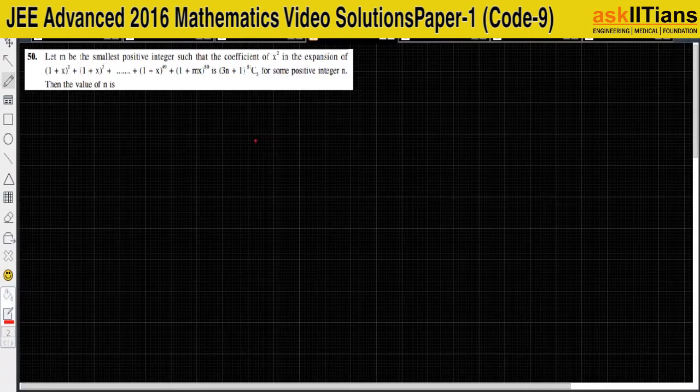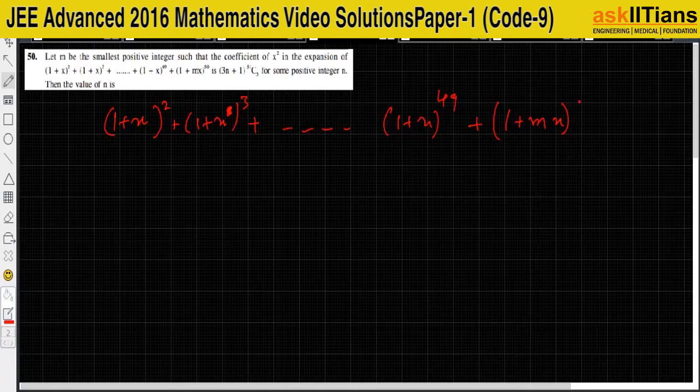Let's see this question, question number 50. Question 50 says that m is the smallest positive integer such that the coefficient of x square in the expansion of 1 plus x whole square plus 1 plus x whole cube. So I need to find out the coefficient of x square in the expansion of all this. 1 plus x whole cube and so on, 1 plus x whole power 49 plus 1 plus mx whole power 50, and it's given that m is the smallest positive integer such that the coefficient of x square in the expansion of this is this, right?